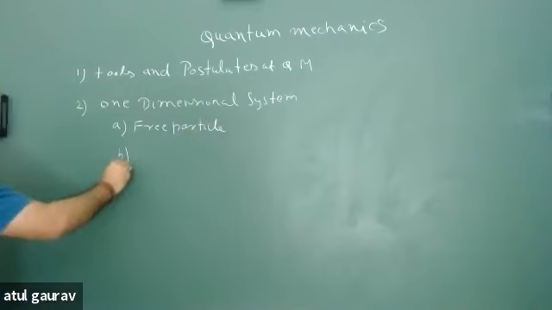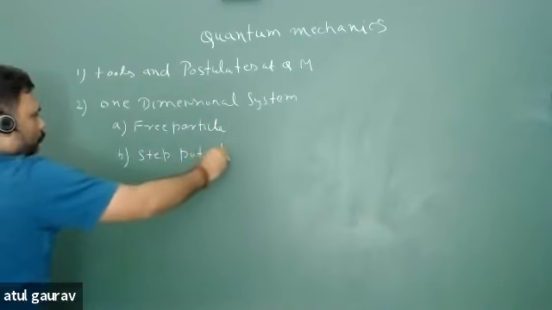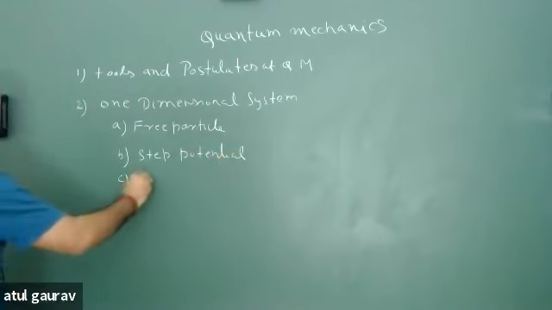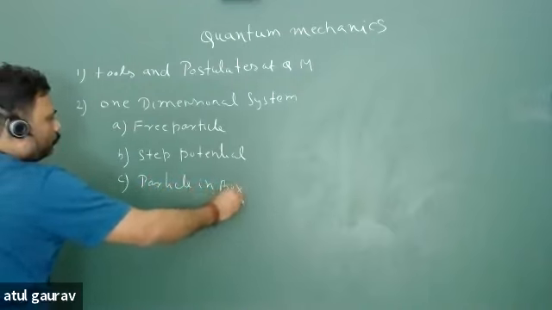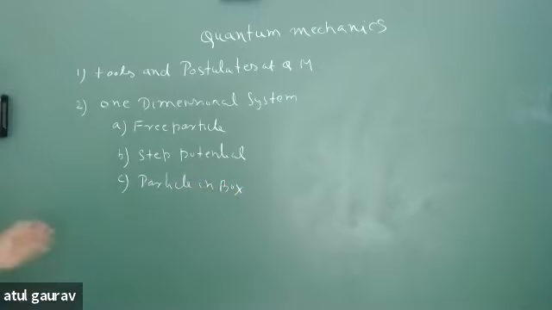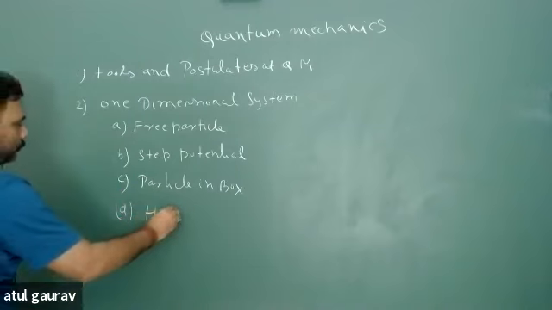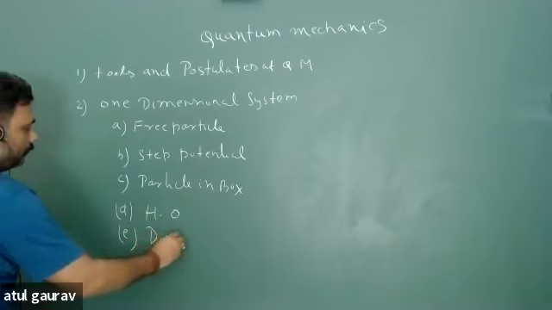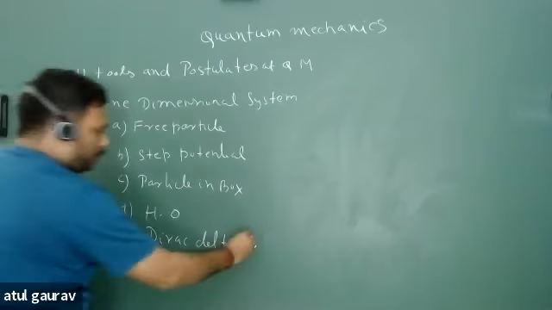then step potential, and then particle in a box. We will learn different types of box, infinite box, finite box, everything will come into particle in a box. And then we will go for harmonic oscillator. And obviously we will also analyze Dirac delta function, Dirac delta potential.